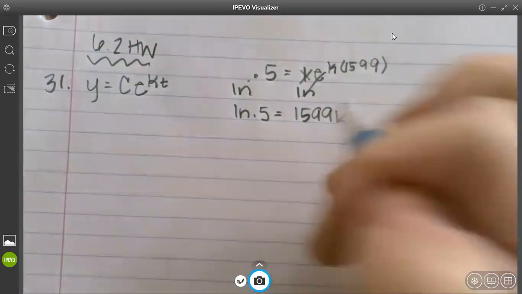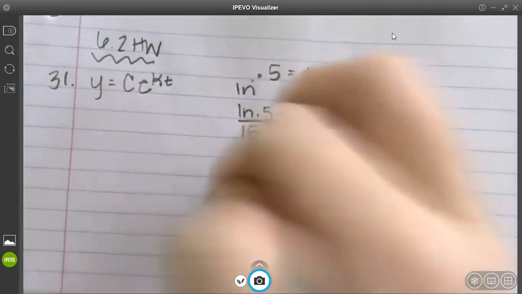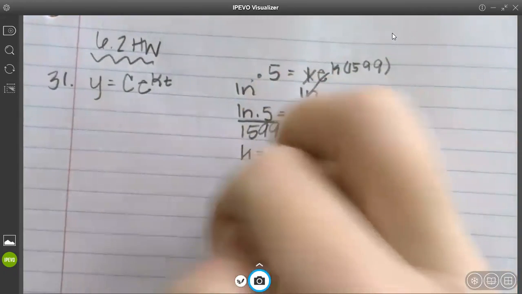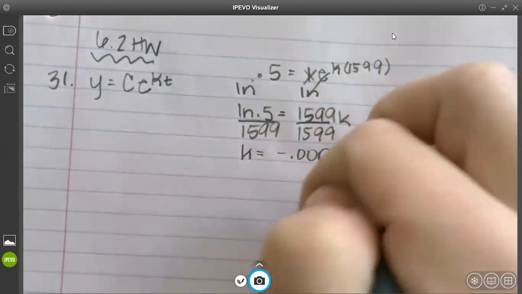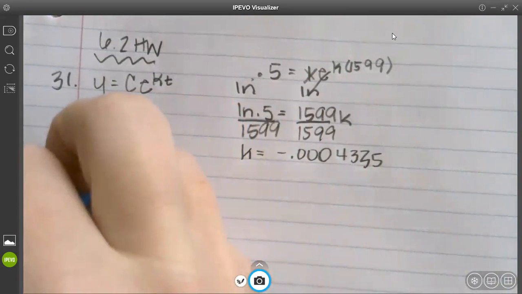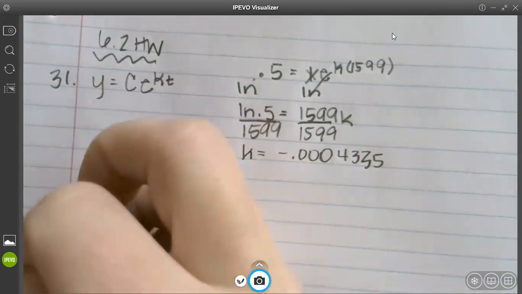Equals 1599k. We're going to divide by 1599, and we get that k is negative 0.0004335. Then it gave you that it would be 0.1 at the end of 10,000 years. Everybody good with that? That's the information it gave you. So we're going to plug it in. It would be 0.1. Our c is what we don't know. That's what we're looking for.